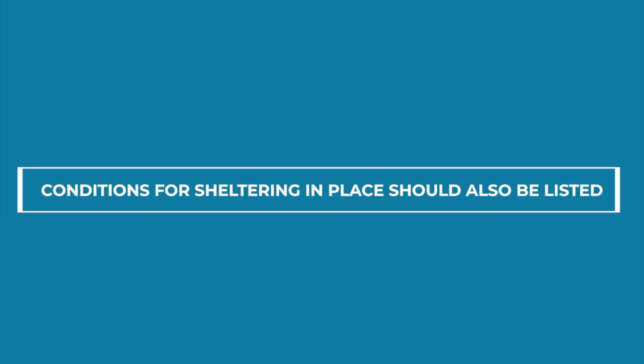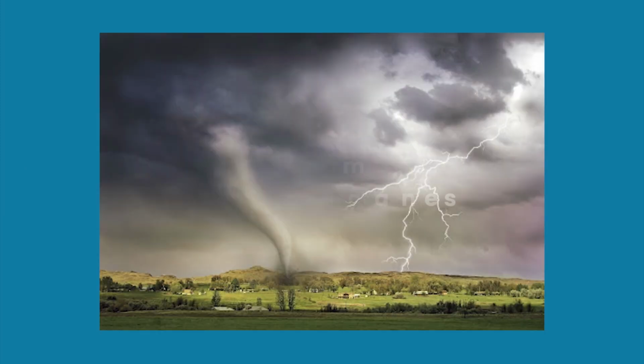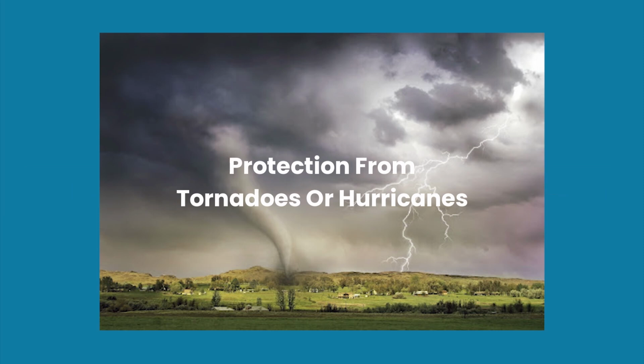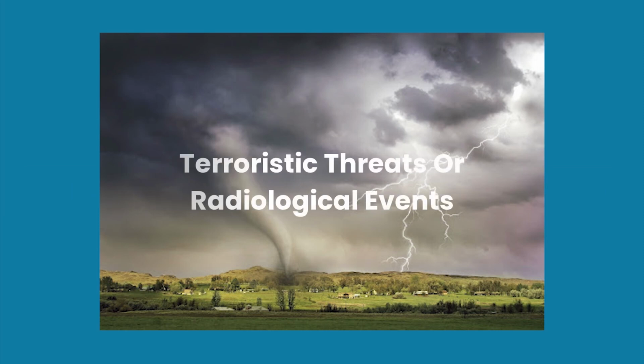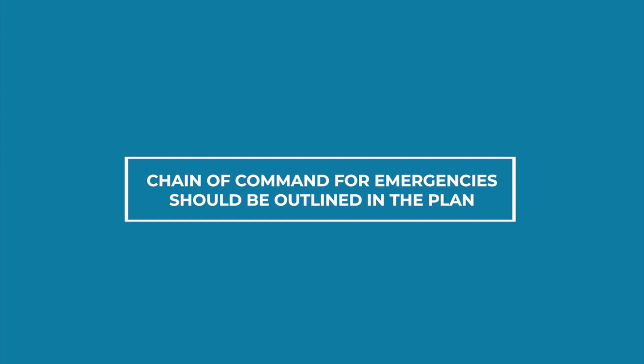Conditions for sheltering in place should also be listed, such as protection from tornadoes or hurricanes, terroristic threats, or radiological events. Finally, the chain of command for emergencies should be outlined in the plan so that each individual knows their responsibilities during an unplanned situation.